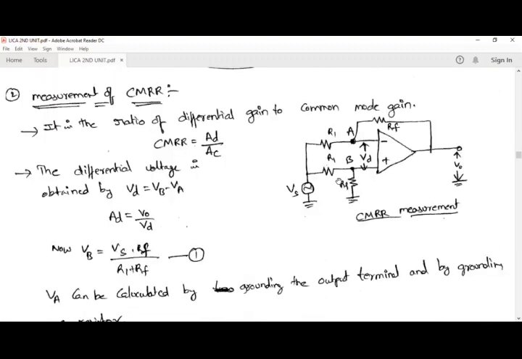Next, measurement of CMRR. CMRR means, as we have studied, the common mode rejection ratio. It is the ratio of differential gain to the common mode gain, as we have studied in our first chapter during the derivation for the differential amplifier.